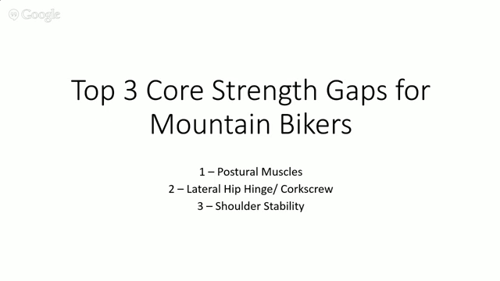So the second one is this lateral hip hinge, or the corkscrew. And this one is essential for cornering on your bike. And this idea of being able to hinge your hips laterally is extremely important. There was an old school strength training exercise called the bent press. And the bent press basically had you corkscrewing underneath a weight and then standing back up with the weight.